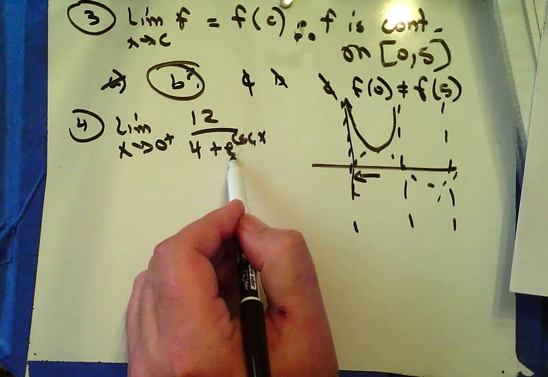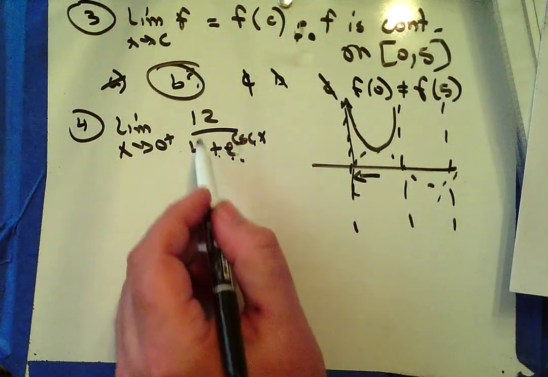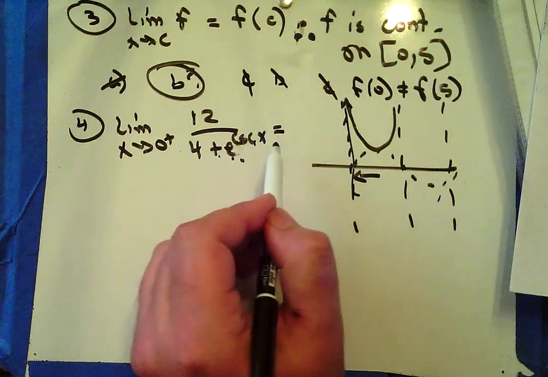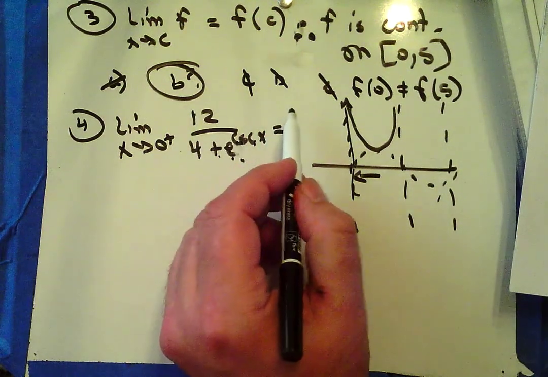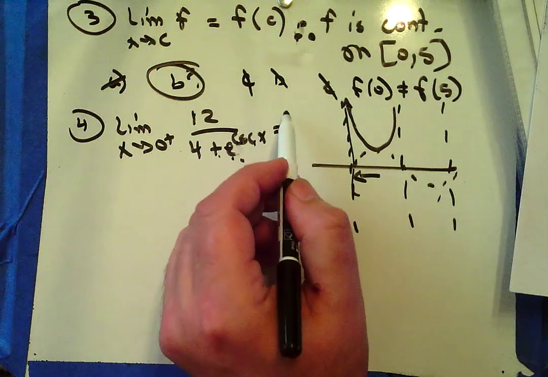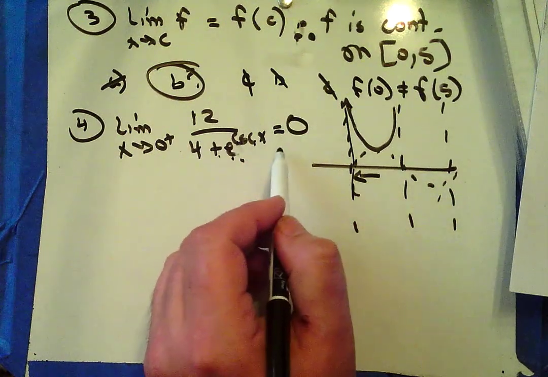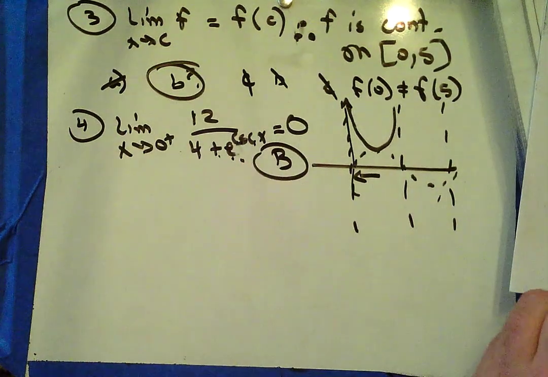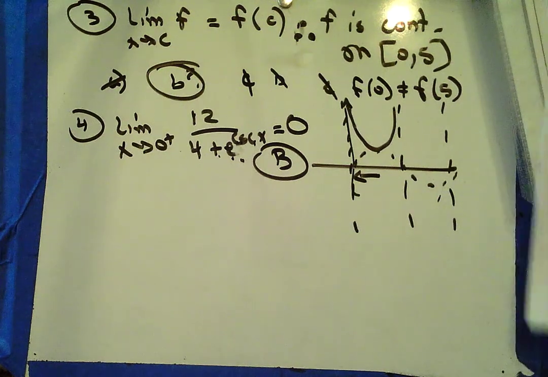E to the infinity is infinity, plus 4 more. I've got infinity. 12 divided by infinity. 12 divided by 12 pizzas, an infinite number of people come to dinner. You're not getting any pizza. And so that answer is B as well.